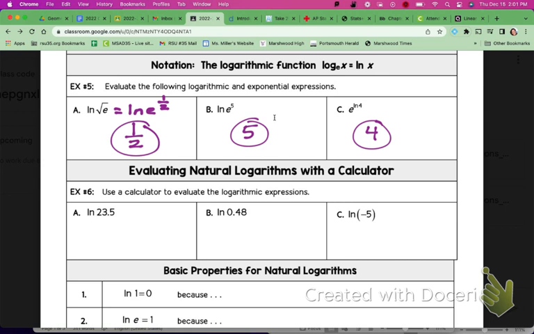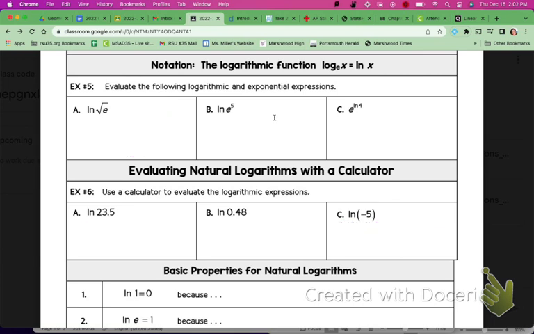And then hopefully we can do calculator work. Natural log of 23.5, I'm getting 3.1570. Natural log of 0.48 gets us negative 0.73339640. And then any guesses what's going to happen with C? It's going to be undefined again because it's still a logarithm, because our domain can't be negative and it can't be 0.